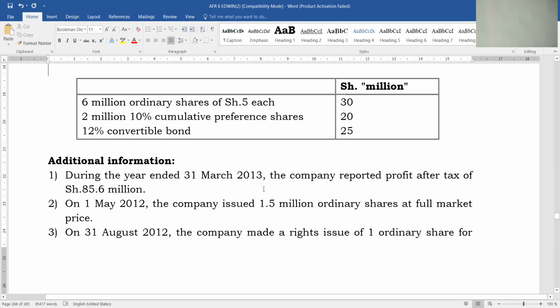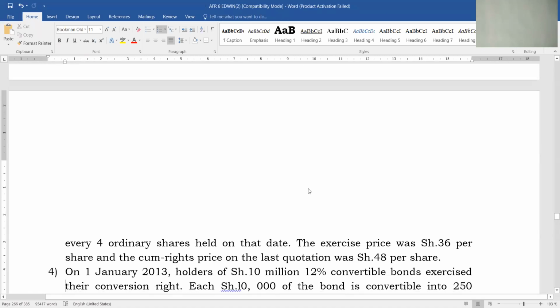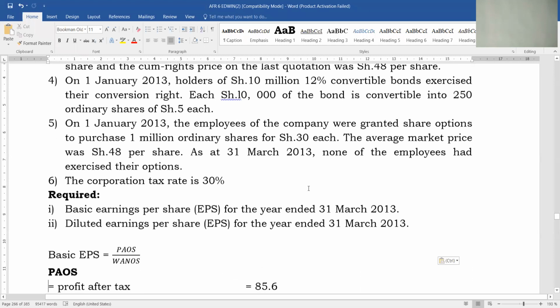Remember, you start from the reported profit after tax, which you are already given in note 1, 85.6. Then you remove the profit attributable to the non-controlling interest, but there was none. Then you remove the preference dividends. You are given 2 million, 10% cumulative preference shares, 20 million. To get the preference dividends, you take the contractual rate of 10% and multiply by 20. That is what you subtract from 85.6 to get the profit attributable to ordinary shareholders.